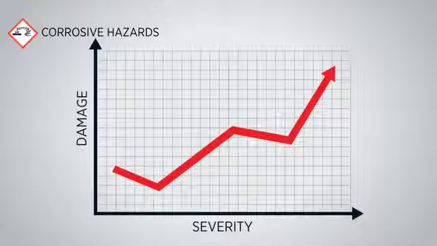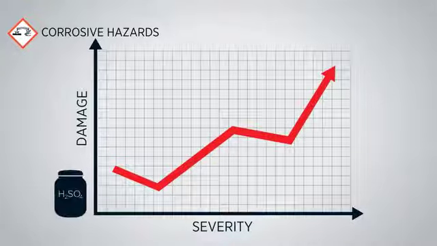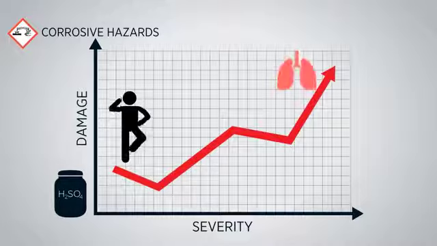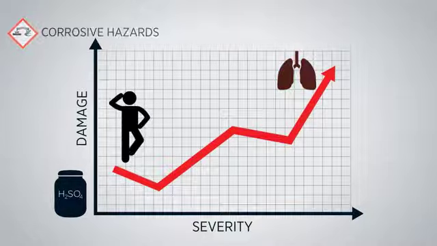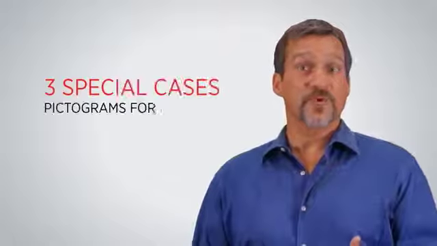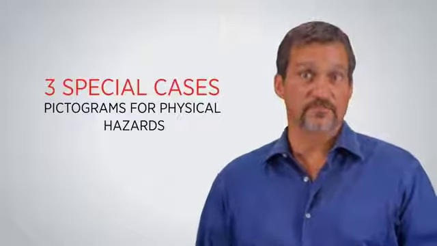Damage can vary depending on the product. A weak solution of sulfuric acid may only irritate your skin, but inhaling chlorine gas can destroy your lung tissue. There are 3 special cases when it comes to pictograms for physical hazards.